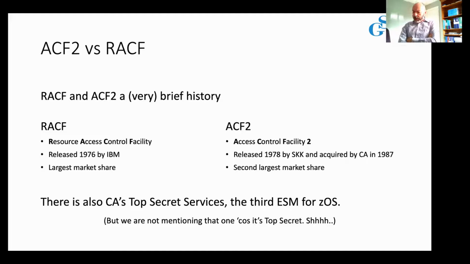ACF2, Access Control Facility 2, was developed and released in 1978 by SKK, which is Schrager, Clemens and Kruger, for all you pub quizzers out there. It was marketed by Cambridge, who were eventually bought out by CA in 1987. And they have the second largest market share. CA also have a third ESM called Top Secret, but we're not mentioning that because it's top secret and I know very little about it.